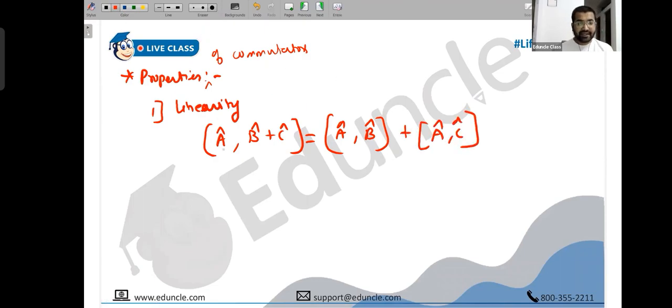Okay. So where was I? A cap, comma B cap plus C cap. It's basically splitting them like a distributive property only. So A cap, comma B cap plus A cap, comma C cap. Good observation. Next, distributivity. And that is the commutator of A cap, comma B cap C cap.